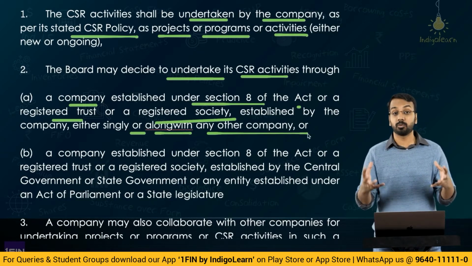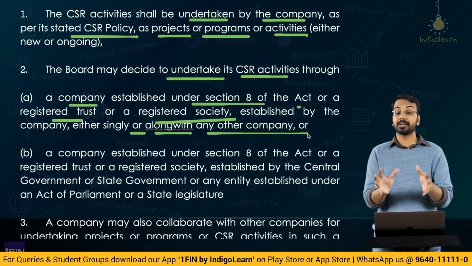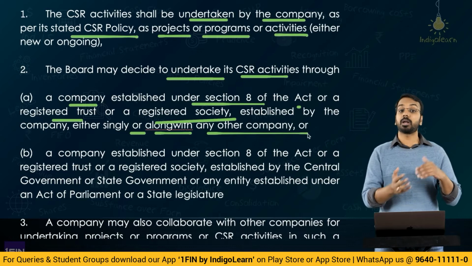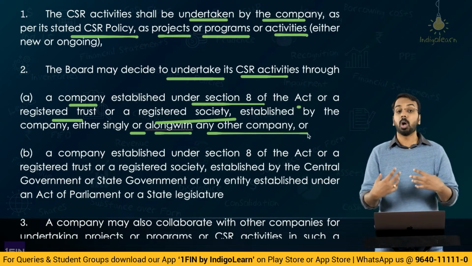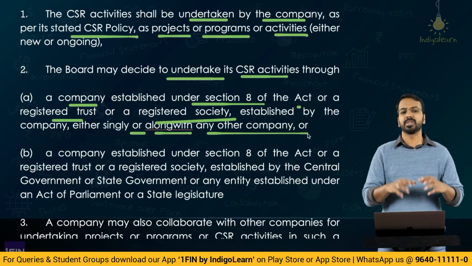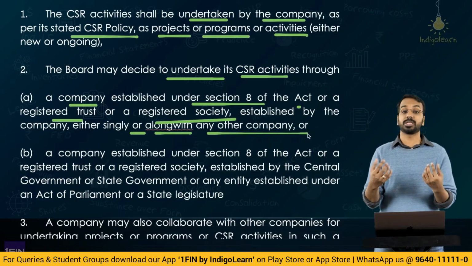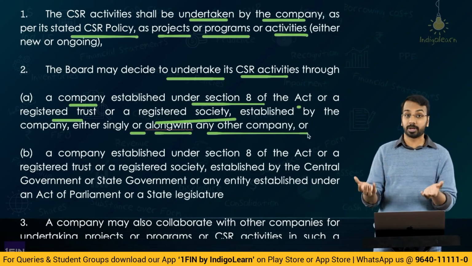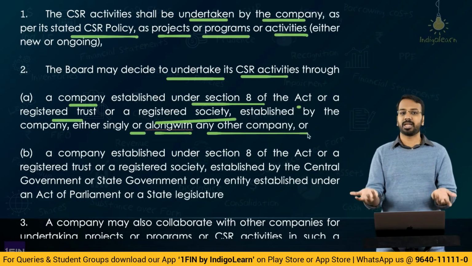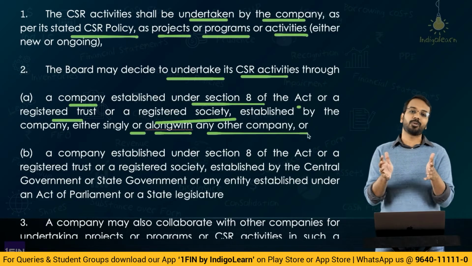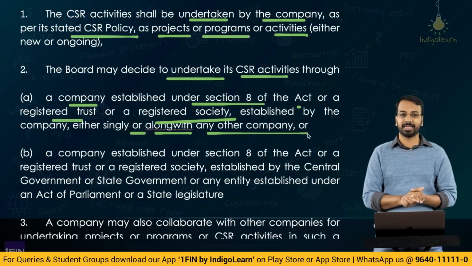So, to carry out its CSR activities, the company can create a separate section 8 company or a trust or a registered society, either on its own or by coming together with another company. Say for example, there are two companies in a given locality. If each of them forms its own section 8 company, you have to spend more on overheads, more time on management, and engage more employees. Rather than that, they can come together and create one section 8 company, and that section 8 company will implement the CSR activities.